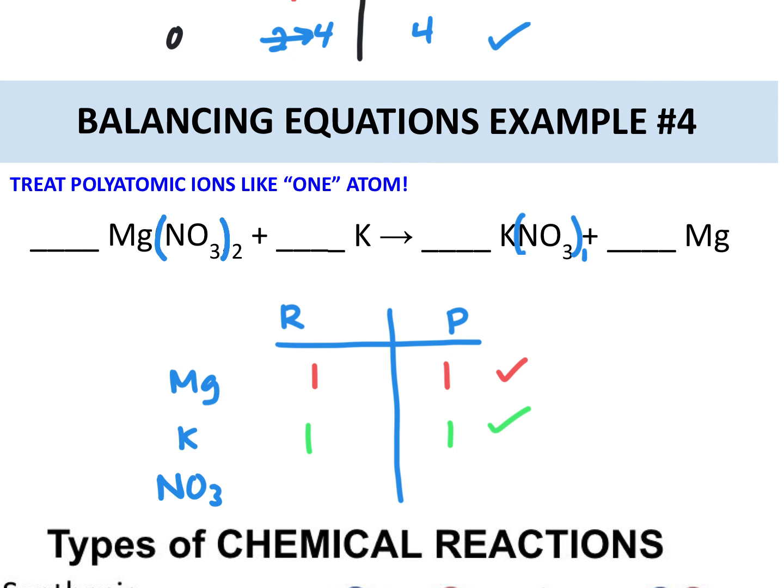Now we need to look at the NO3s. On the reactant side, because the 2 is applied to the whole thing, I have 2 here, whereas on the product side, I only have 1. So I'm going to identify my least common multiple, which in this case is 2, and I'm going to put a 2 in the front. That balances it. But when I do that, that does change my K on the product side to be 2. So I need to do the same on the reactant side. Now it is completely balanced.